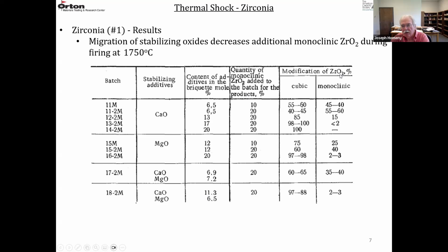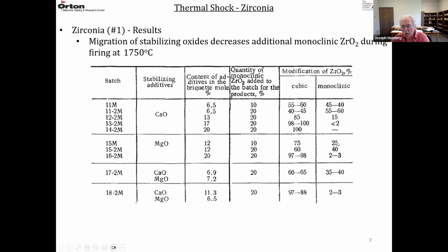And then for the X-ray diffraction, this is the cubic phase, this is the monoclinic phase. You can see there's quite a bit more monoclinic phase present. This one is 45 to 40. This one is 55 to 60. And then the 13 mole% in the briquette still had 15. And then the two higher lime contents were less than 2, and this one was all cubic.